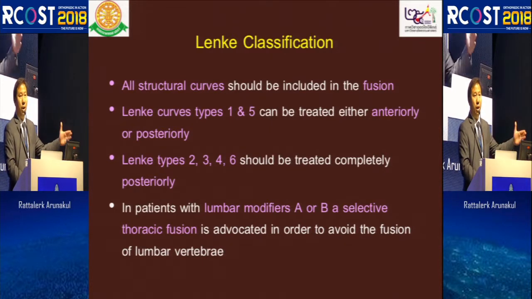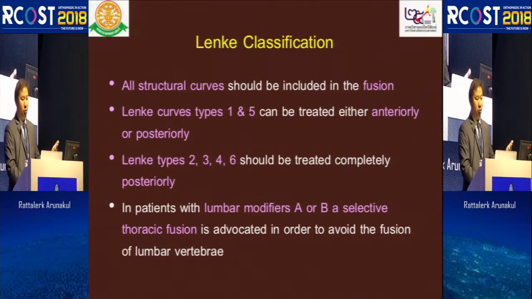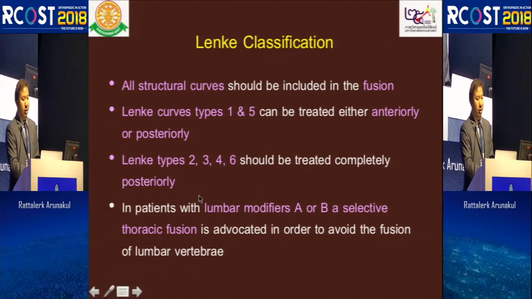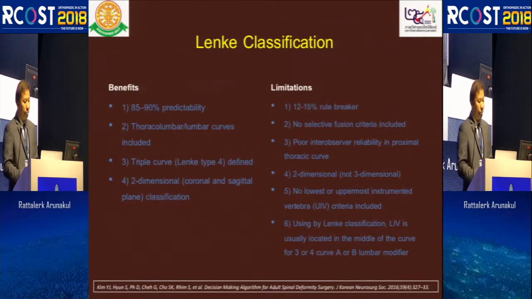Some people do it anteriorly, like in the chest they do a thoracoscope or thoracotomy, or in the lumbar they do a lateral peritoneal approach and put the instruments in. A Lenke type 2, 3, 4, and 6 should be treated completely posteriorly. That's better. And in patients with lumbar modifier A and B, a selective thoracic fusion is possible too.